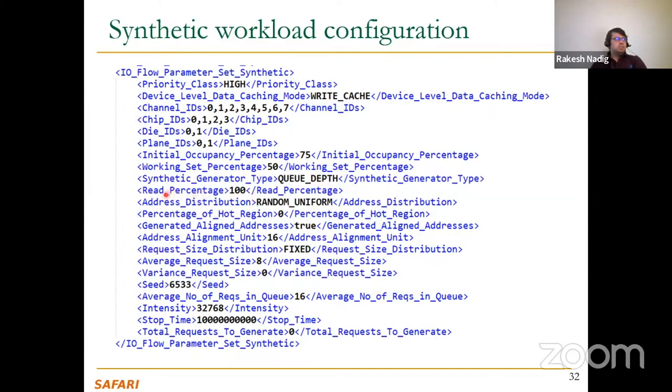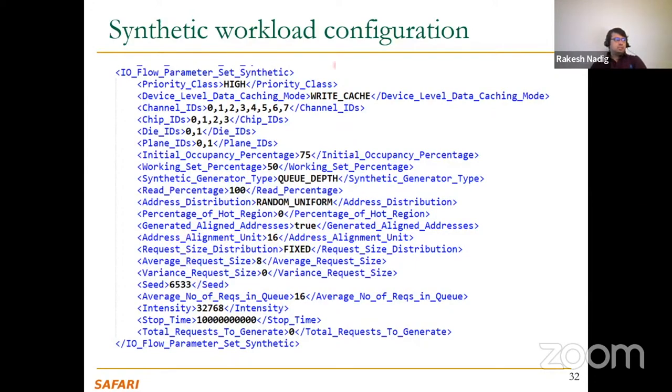Then how much of the workload should be reads as opposed to writes, and whether the addresses that are generated should be aligned to some granularity, or it can generate unaligned addresses. So if it is true, then we need to set the address alignment unit, which is in terms of sectors, which is 512 bytes typically. And so here it's set to, let's say, 8K. And the request size distribution is fixed. What is the average request size that needs to be generated?